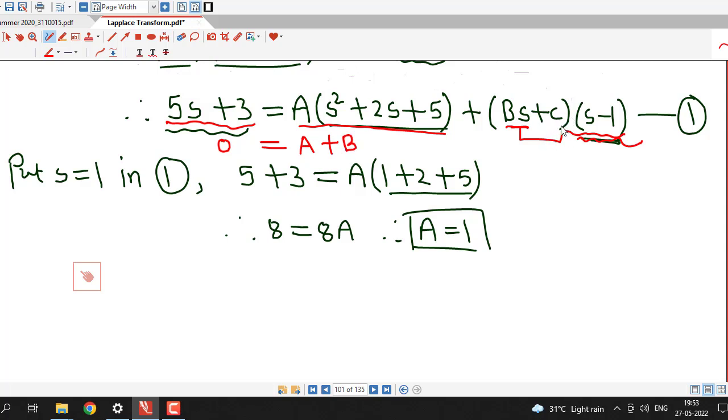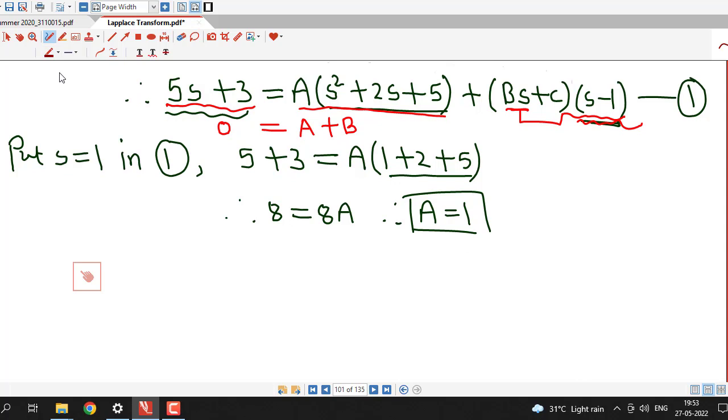And if we multiply c with s minus 1, there will be no term containing s square. So by comparing the coefficients of s square, we obtain 0 equal to a plus b. Therefore b equal to minus a, and because a is 1, b will be equal to minus 1.